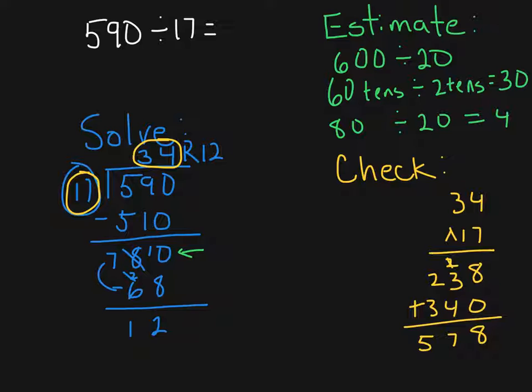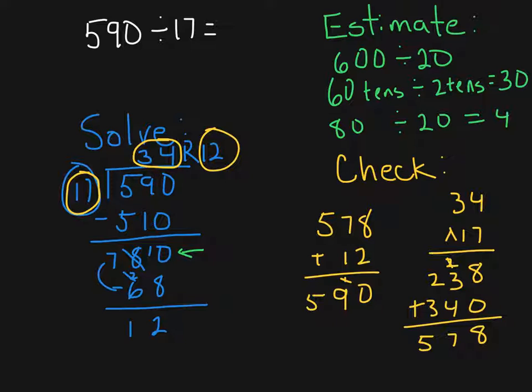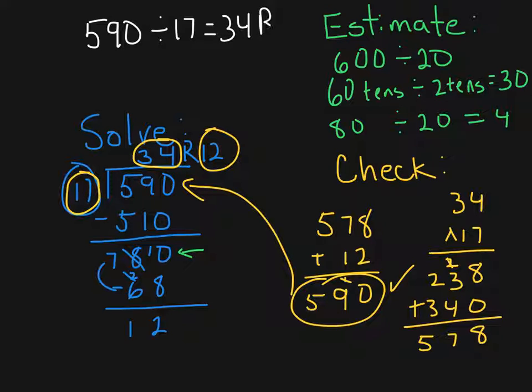I'll add those together, and I get 578. And then I have to add on that remainder. So over here, I'll put 578 plus 12. 8 plus 2 is 10. 7 plus 1 is 8, plus that other 1 is 9, and 5 plus 0 is 5. So I come out with 590. I look up here and say it's the same, so it checks. And that means I can go ahead and write my answer down. 34, remainder 12.